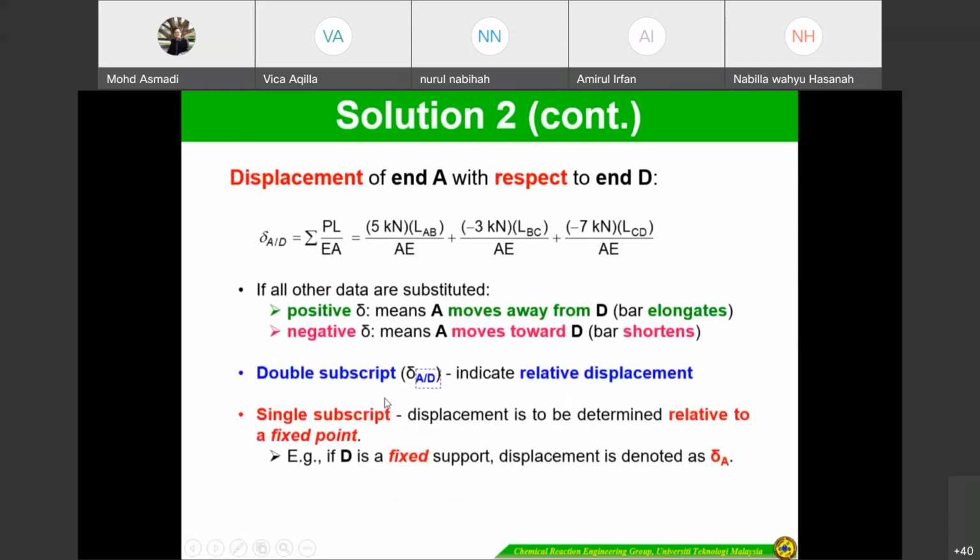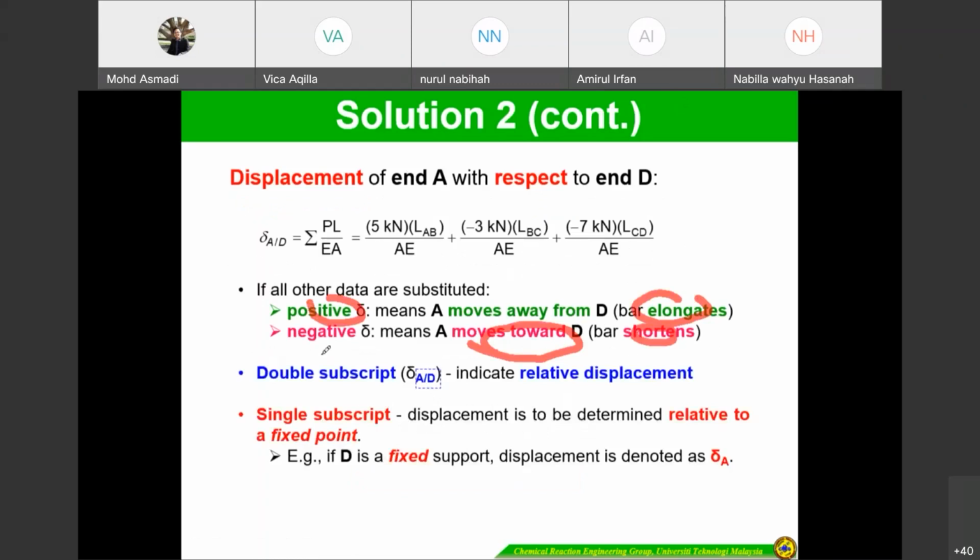So if you look at here, the displacement of A with respect to D, if the other data are subjected, positive means that it elongates, which is tension. So it means A moves toward D. This one is negative, it is shortened, because it's compressed, because it's negative, right?